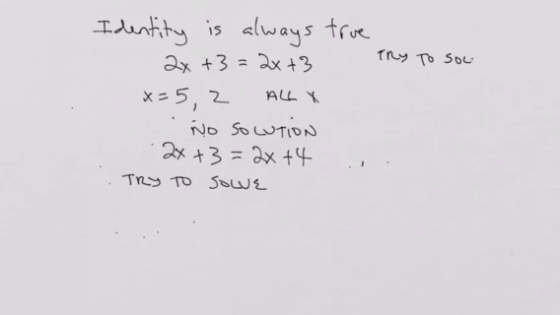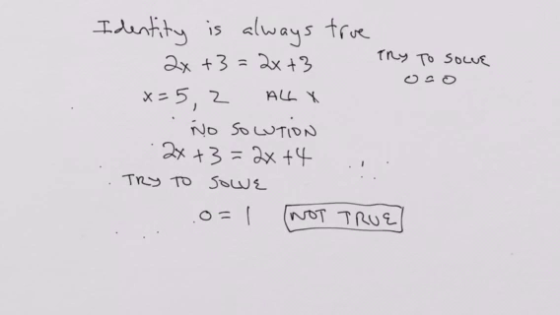In the first case where it was an identity, if I try to solve that, I'm going to subtract 2x from both sides, I'm going to subtract 3 from both sides, and I'm going to get 0 equals 0, which is what you get when you have an identity. If I try to solve the second equation, I'm going to subtract 2x from both sides, I'm going to subtract 3 from both sides, and I end up with 0 equals 1, which is not true. And that tells me there's no solution. So that's 32. Or 33, I think that was.